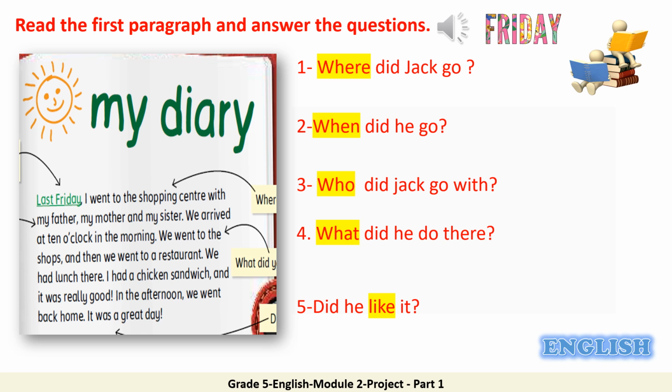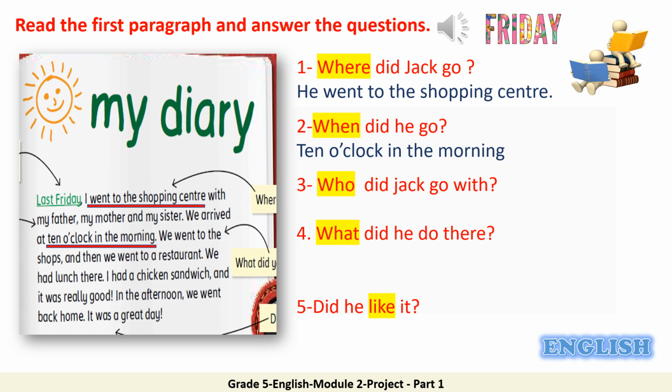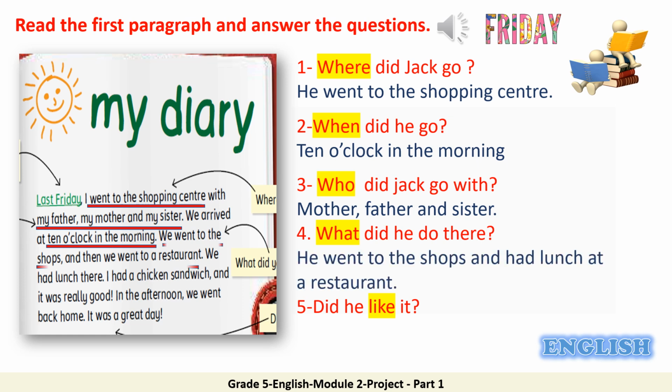Let's see the answers. Number one, where did Jack go? He went to the shopping center. Great. Two, when did he go? 10 o'clock in the morning. Excellent. Three, who did Jack go with? Mother, father, and sister. Well done. Four, what did he do there? He went to the shops and had lunch at a restaurant. Great. Five, did he like it? Yes, he did. Good job.